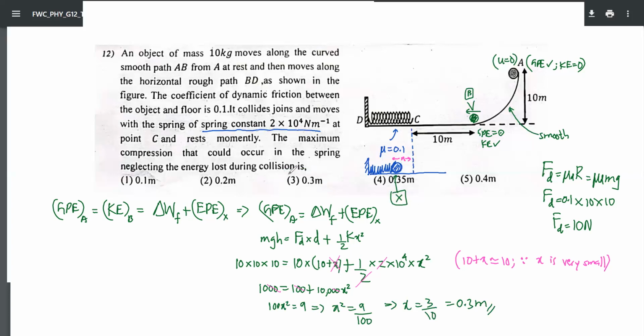You should consider x in some questions. What if this distance was just 1 meter? Then you have to take x. So yeah, but it's not a crime for not taking x. If you take x and solve, what will come? You will get a very weird quadratic equation. Simplify that. The answer for this question, how many of you got that? 0.3. Yeah, good job.